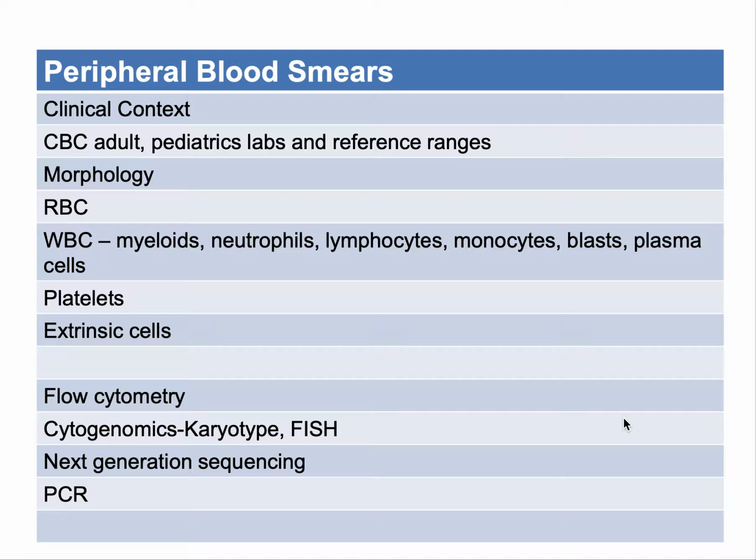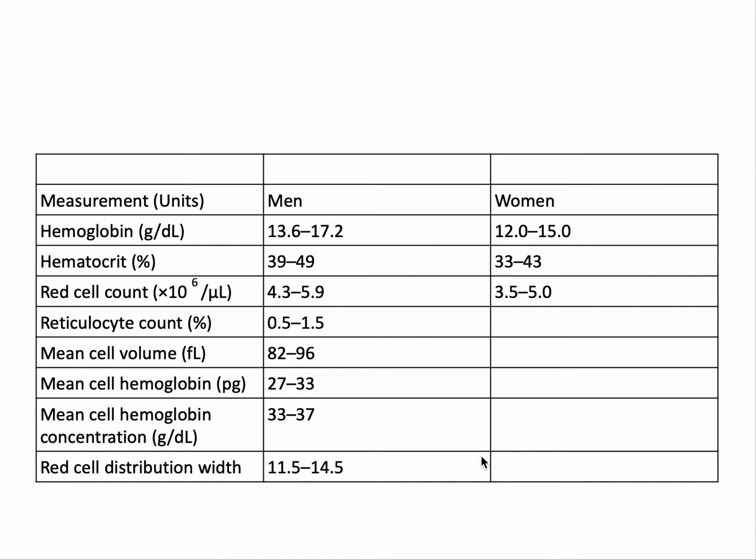So this is the normal peripheral blood smear portion of one of our lectures and accompanying video. But just be aware of the adult and pediatric lab normal reference ranges, and we'll go over some of the morphologies which you need to know, and then ancillary workup to rule out neoplasia. So again, laboratory values and normal ranges in adult men and women.